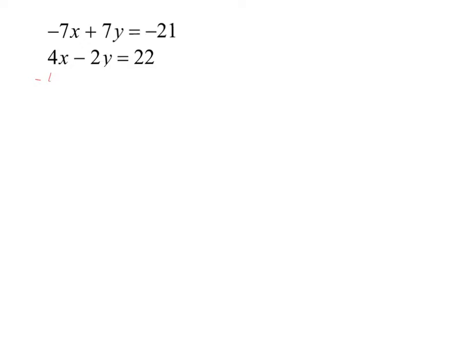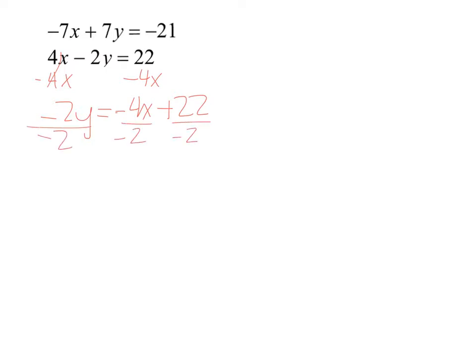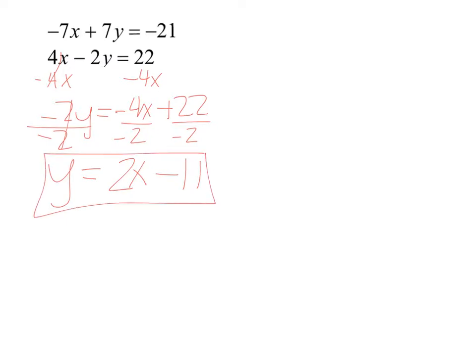I'm going to subtract the 4x. I get negative 2y equals negative 4x plus 22. And then I divide by negative 2. So y is equal to 2x minus 11. Okay, so after I've isolated the variable, I'm going to take the 2x minus 11, and I'm going to plug it in for y in the second equation.